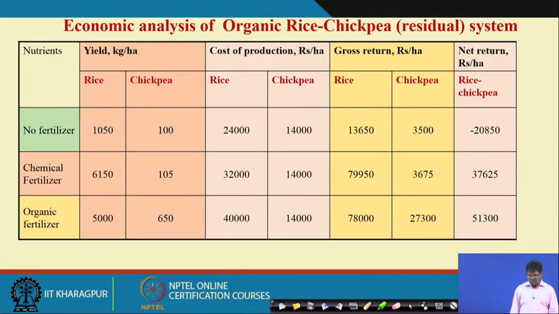After the 3rd year we analyzed the economic returns of the organic rice-chickpea system. So, we compare 3 fertilizer treatments. One, from our experiment, is a plot where we applied no fertilizer. This is grown on native soil as a control. In the other plot we applied only chemical fertilizers, and in the 3rd plot organic fertilizers, that means no chemicals.